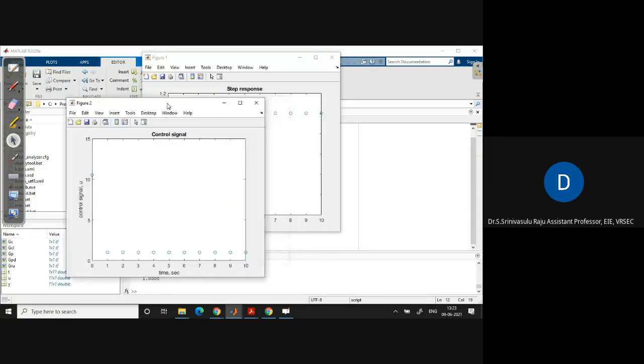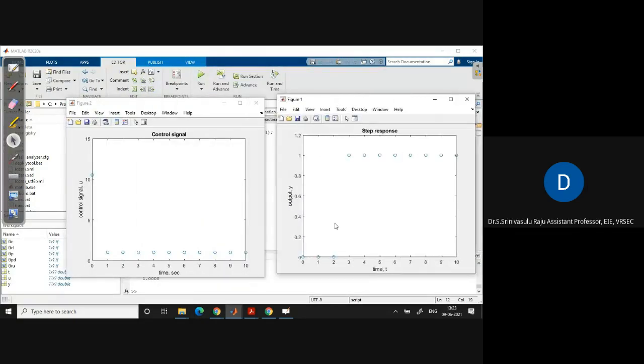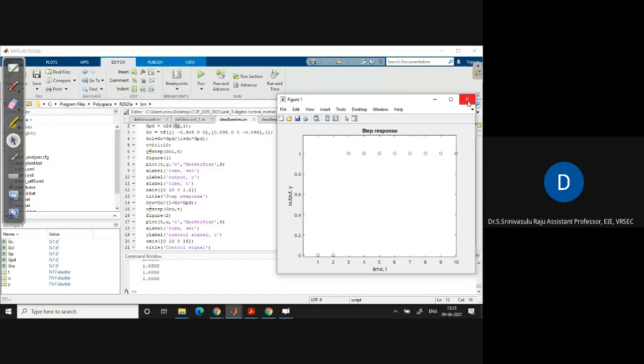Now you can see here this is a step response. I think you are able to see the position here. It tracks the set point after t equal to 3 because we have z to the power minus 3. And you can see the control response has a magnitude of 11, which is not acceptable in industry. So this corresponds to the deadbeat.